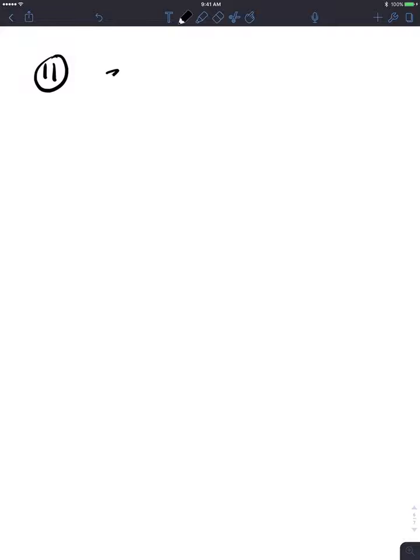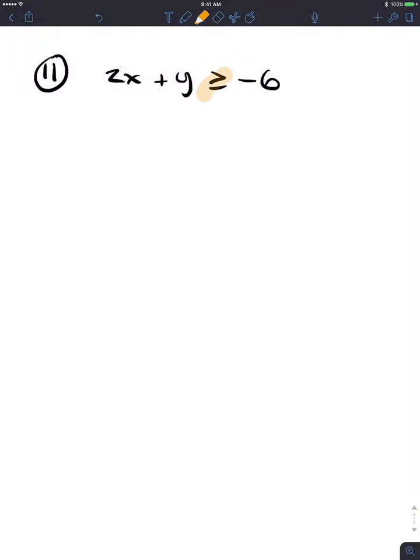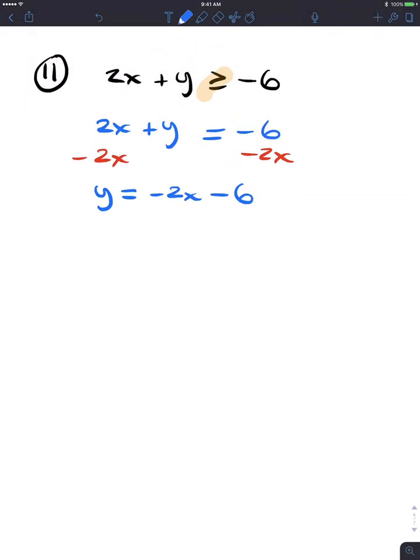Number 11. 2x plus y is greater than or equal to negative 6. Notice we have a greater than or equal. We're going to ultimately use a solid line. But in order to first graph this, we have to graph the equality. We're going to have to solve for y to get this in slope-intercept form. So we're going to need to subtract 2x from both sides. We end up with y equals negative 2x minus 6.